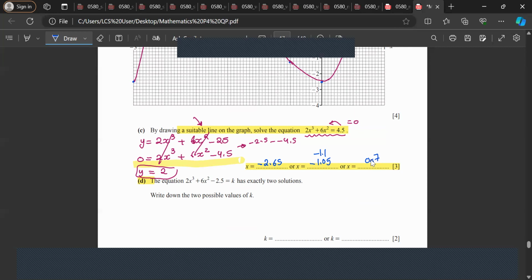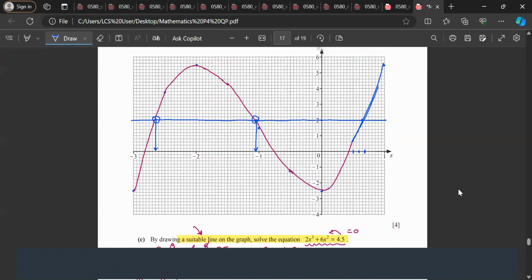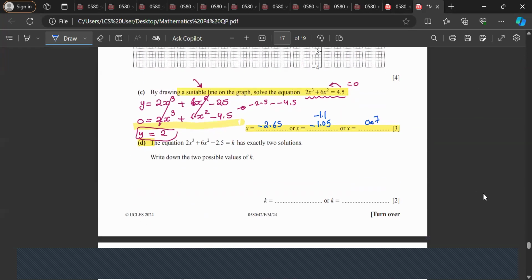What I want to mention again is why this line has the answer 3 solutions: because it cuts this graph, which is y equal to, in how many points? 3 points. So it has 3 solutions. Okay, look here, the next question.